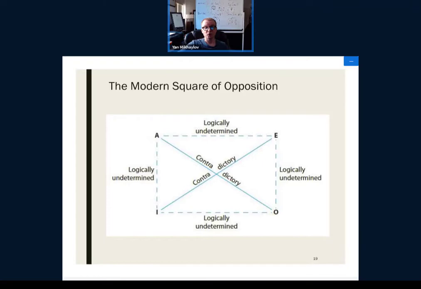And that is what is known as the modern square of opposition. Note that you have A, E, O, and I. Note that you have this relation I told you about, the contradictory relation going across. That will mean that you change the truth value. If you have I going to E, you have to change the truth value. If you have E going to I, change the truth value. And again, note that the dashed lines mean logically undetermined, meaning you cannot make these moves. These moves are not allowed. If you try to do them, you will have an invalid inference.